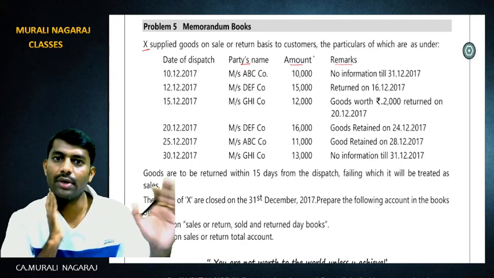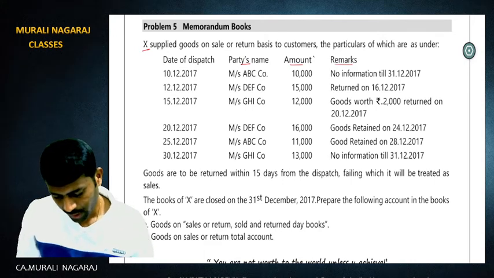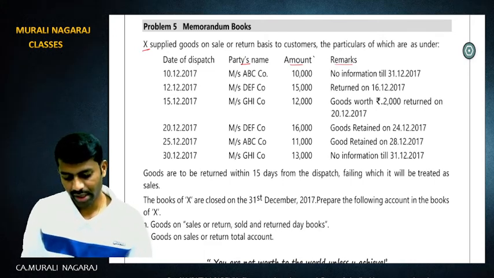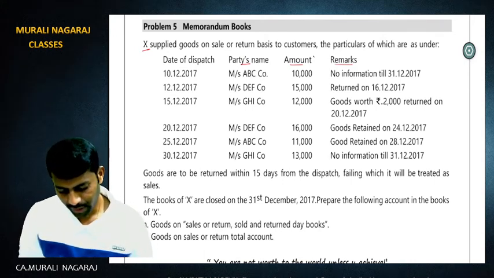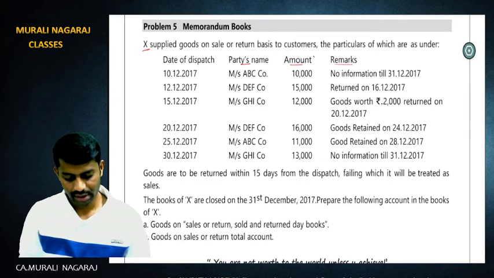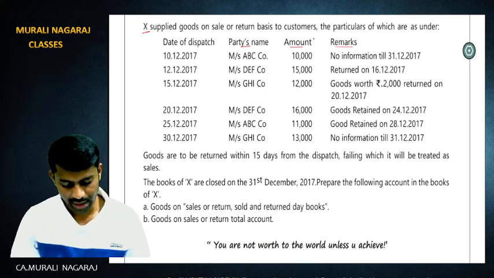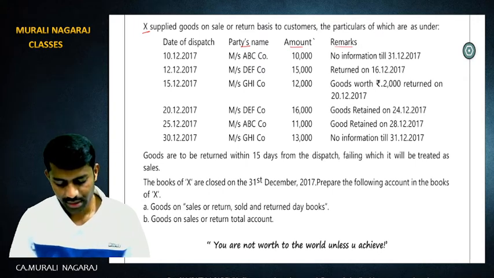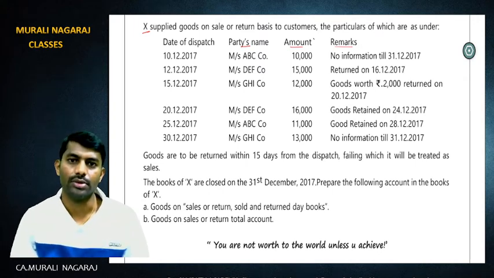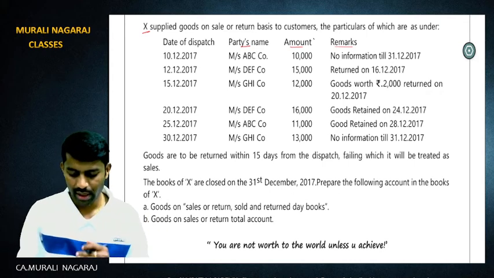So the remarks I will not read first; first, goods sent alone I will read. Now next, on the 12th, to DEF, 15,000. Next, on the 15th, for GHI, 12,000. Then on the 20th, for DEF, 16,000, and on the 25th, for ABC again, it is 11,000. On the 30th, it is for GHI, 13,000. So this is what goods were sent in this month, December.